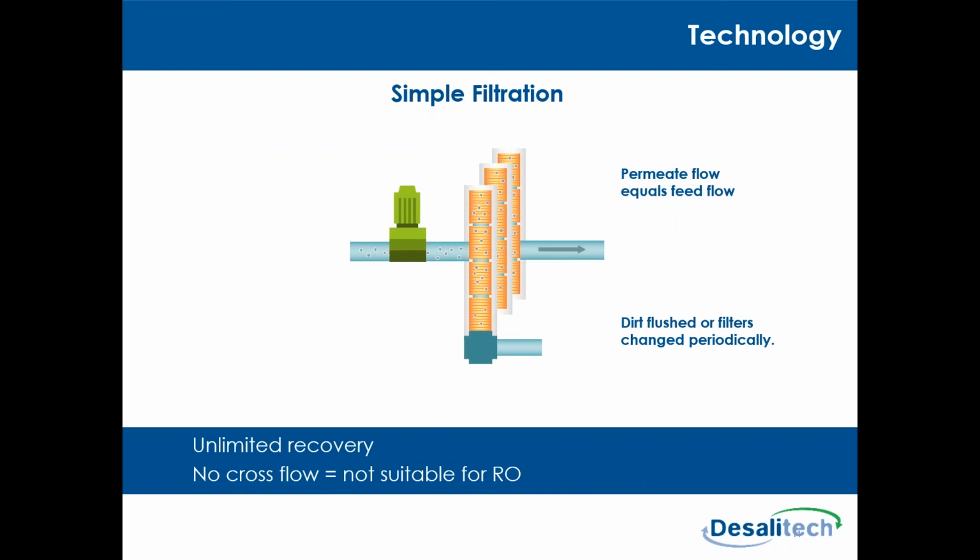It's the kind of filtration you would do for multimedia filtration, for example, cartridge filters, your coffee filter. What's happening here is a pump is pressurizing water against a filter. All the water is coming through, so this is 100% recovery operation. Every once in a while you either flush or change the filters, so there may be some water loss associated with that change. But otherwise, you can essentially achieve unlimited recovery with simple filtration. But as I showed in the previous slide, you can't do this with RO because you need cross-flow, and this is a dead-end, not cross-flow, configuration.